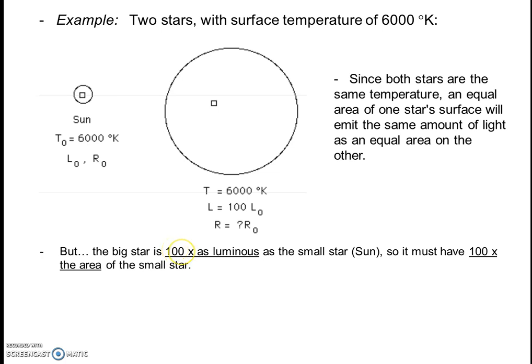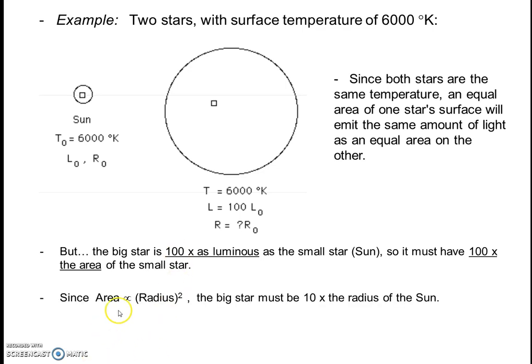And since the area of a sphere, which is what a star shape is, is proportional to the radius squared, what would you have to square to get 100? Well, you'd have to square 10. 10 times 10, or 10 squared, is 100. So the big star must be 10 times the radius or diameter of the sun. So in other words, and I probably didn't draw it quite properly here, you should be able to fit 10 suns across the diameter of this star.